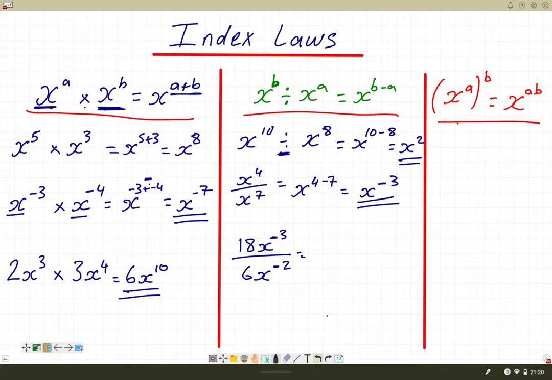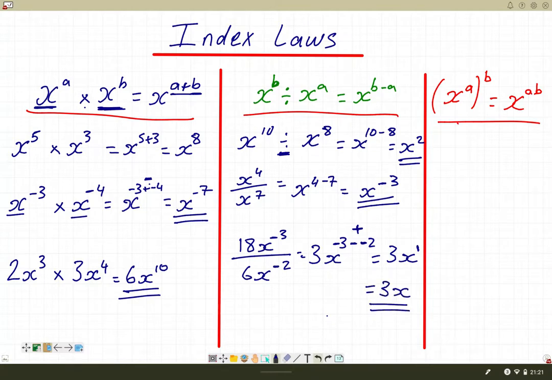So first thing you do, you divide the numbers normally, the coefficient. So 18 divided by 6 gives me 3. Now I take away the power, so minus 3 subtract negative 2. The minus and the minus turn into a plus. So I get negative 3 plus 2, which is minus 1. So my answer is 3x to the power of minus 1.